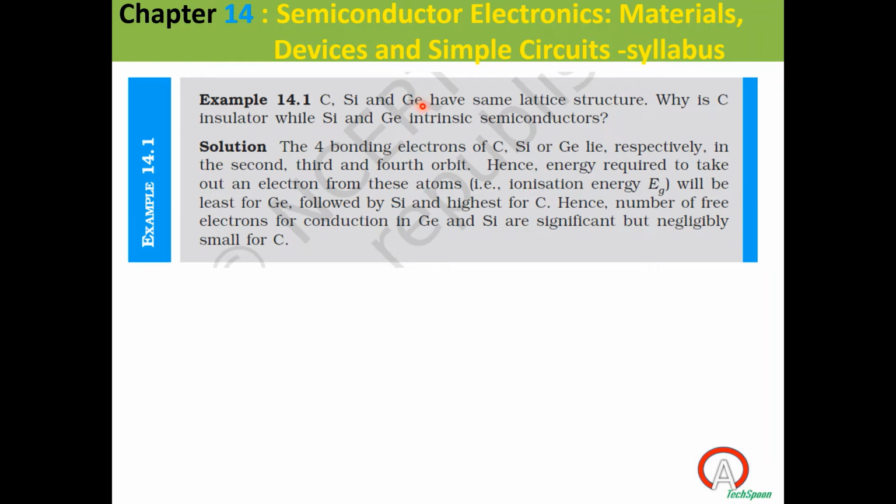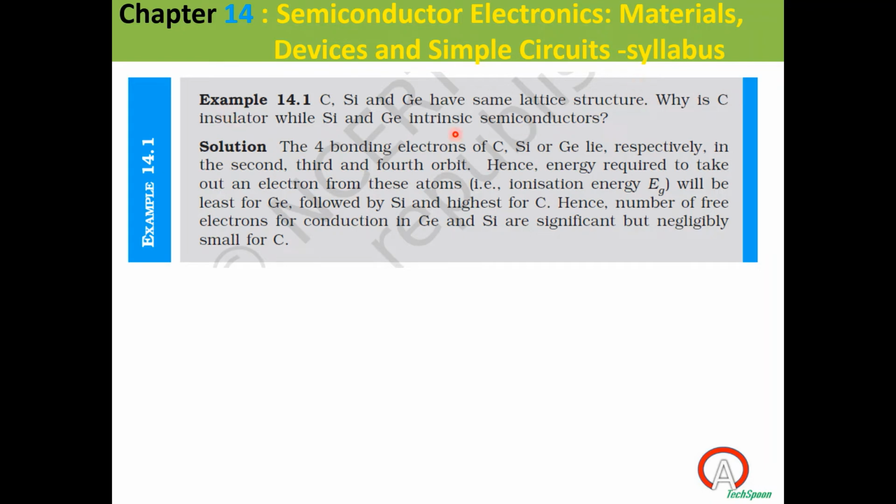How many valence electrons in the case of silicon and germanium? 4, right? For carbon also, how many valence electrons? What is the atomic number of carbon? 6 or 4? 6, right? Okay. So how many valence electrons for carbon? 4. Silicon also 4. Germanium also 4. But carbon is an insulator.